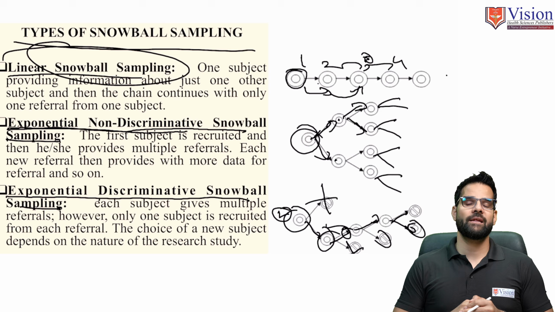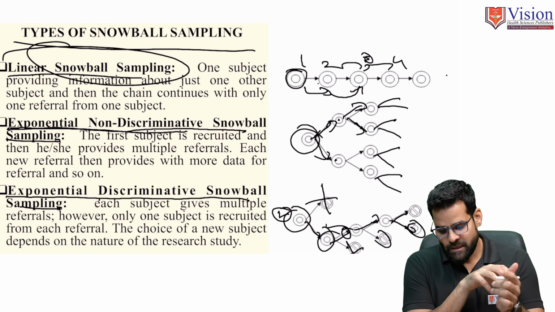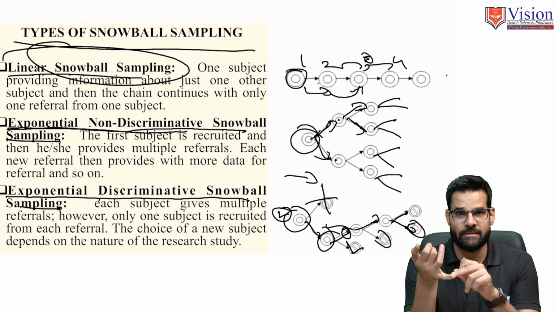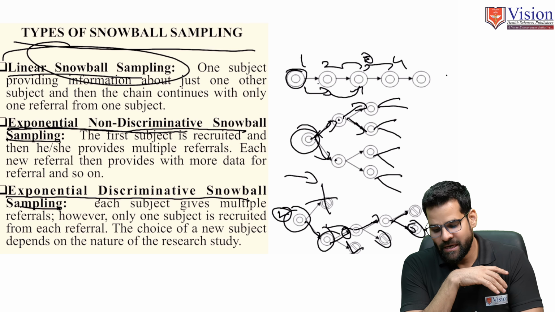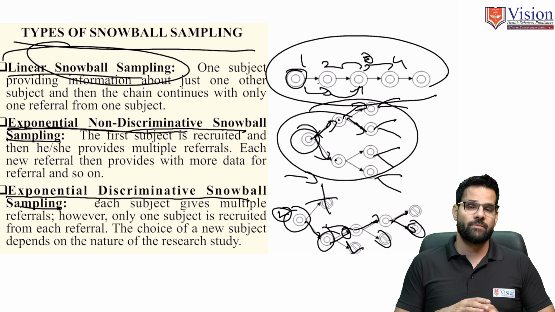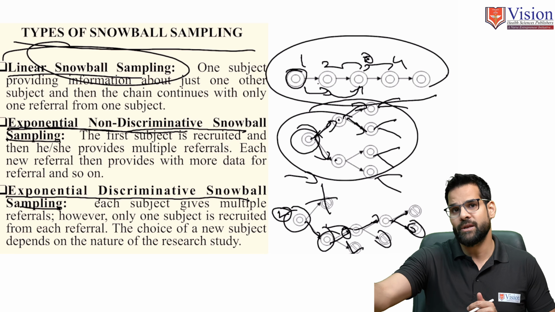What are the demerits? Demerits are the same as any other non-probability sampling. As you are getting multiple references, first of all you have to rely on those references. That is the first point. Secondly, maybe your selected sample does not truly represent the population, because subject one will only give a reference of somebody they know.